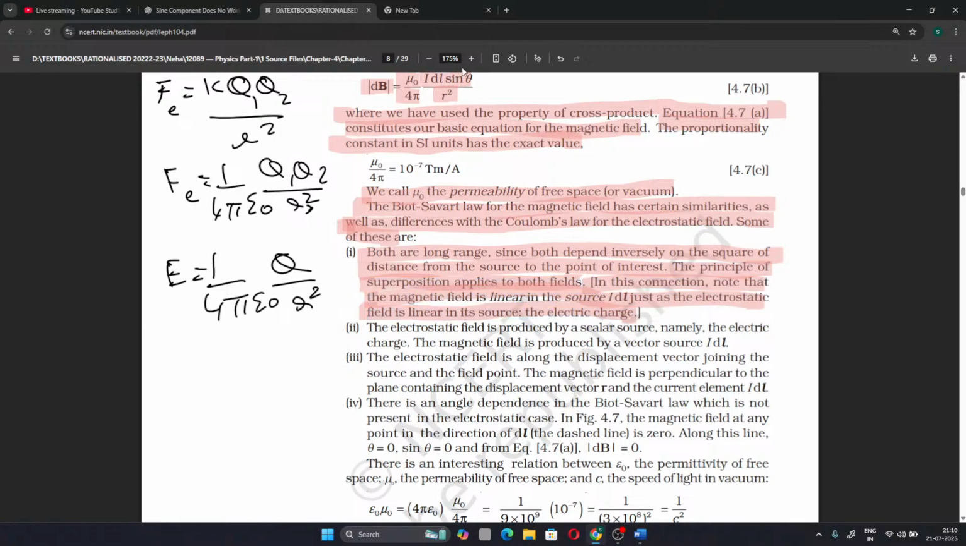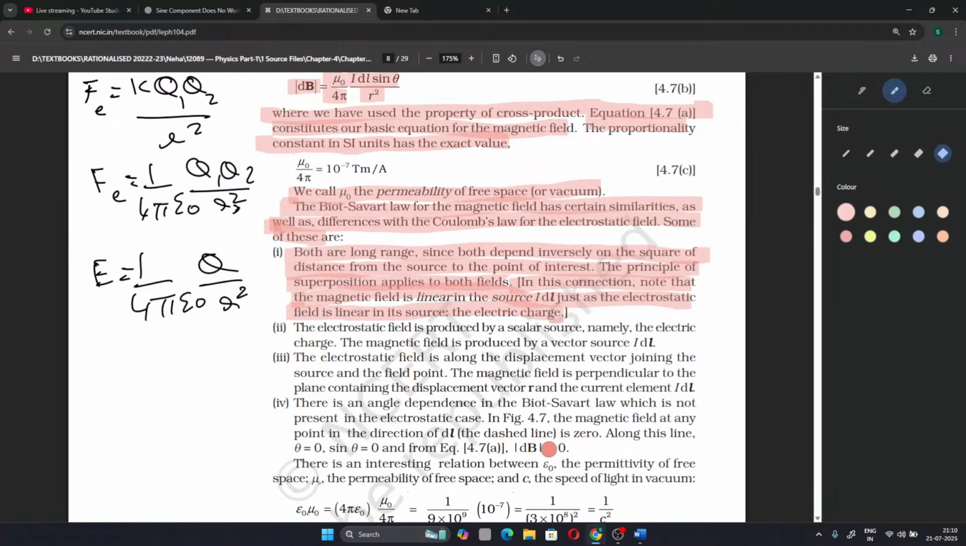Okay, then let's continue. The electrostatic field is produced by a scalar source, namely the electric charge. The magnetic field is produced by a vector source, that is IDL.